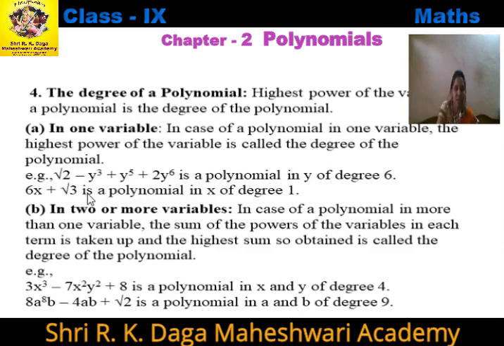6x plus root 3 is a polynomial in x of degree 1. Here you can see there is only one variable, which is x, and the highest power of x is 1. So the degree of this polynomial is also 1.